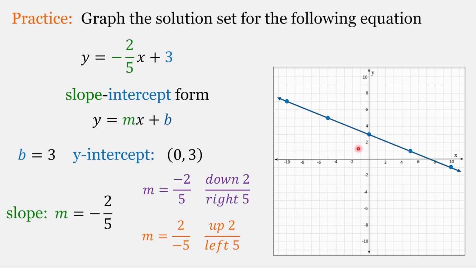And then let's clean this up a bit. And this line is the graph of the solution set for the equation y equal to negative 2/5 x plus 3.